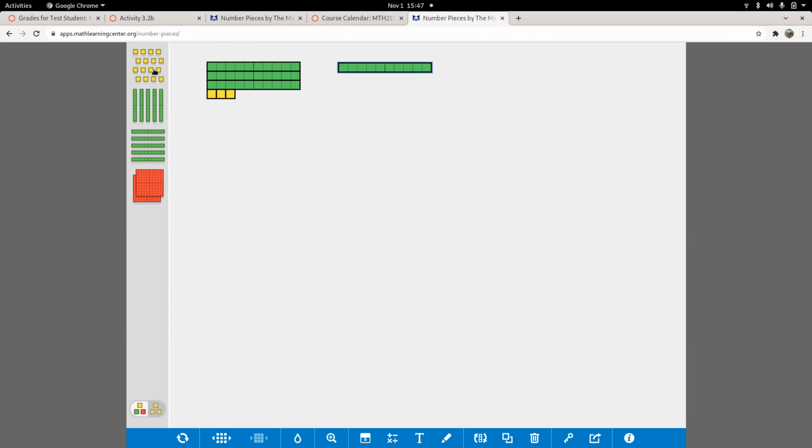Gary had 15. And since 15 is 1 ten and 5 ones, we should use the blocks as 1 ten and 5 ones. And I like the colors to help emphasize which is which. Okay. So did I do that right? 1, 2, 3, 4, 5.